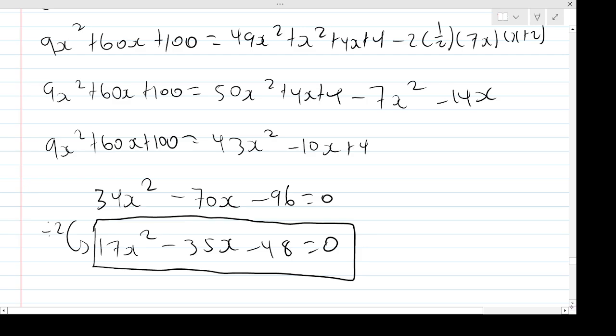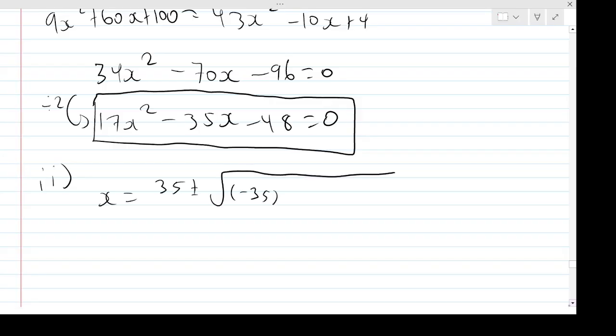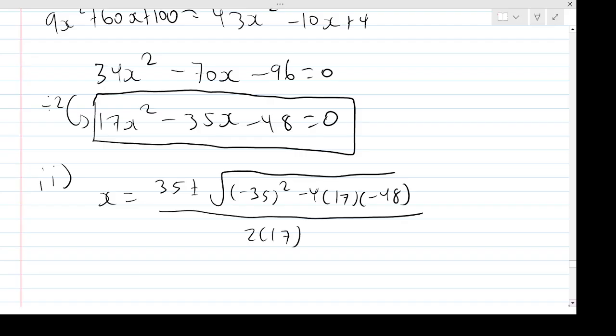So I can just use the quadratic formula. So I need to solve for x. So then x is going to be 35 plus or minus the square root of minus 35 squared minus 4 lots of 17 times minus 48, over 2 lots of 17, which, if I put that in the calculator, either x is 3 or x is minus 16 over 17.